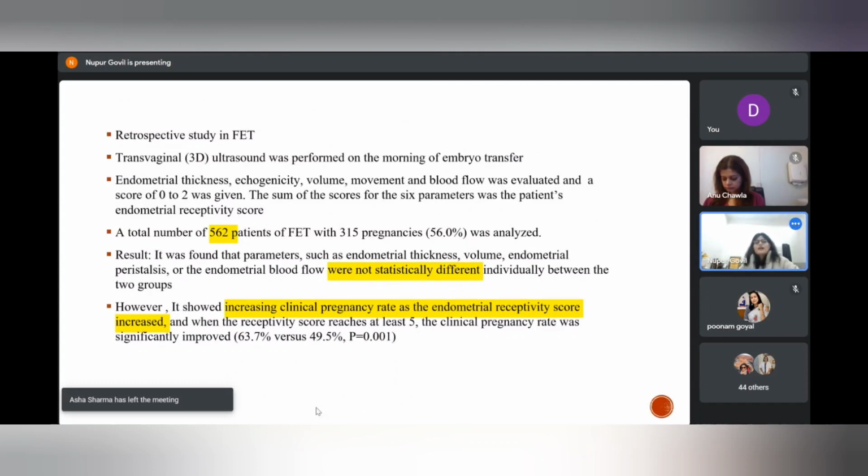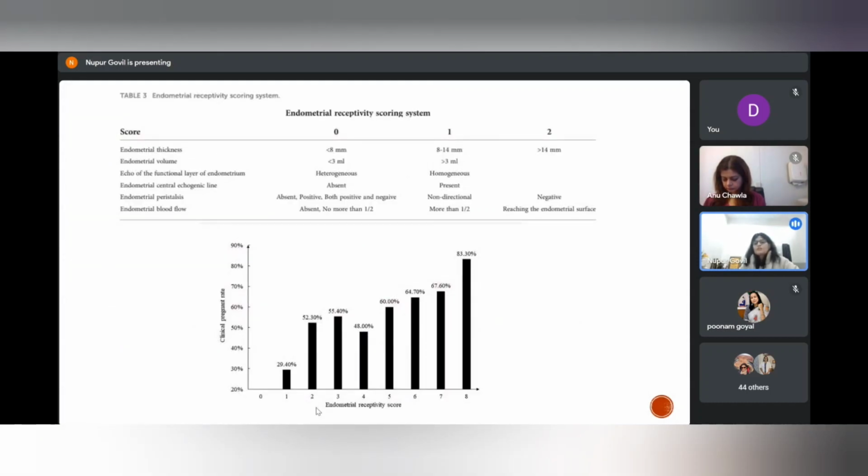significant difference for pregnancy, but when they combined them and created this endometrial receptivity score, the clinical pregnancy rates were significantly improved. And when the receptivity score reached more than 5, the pregnancy rates were significantly high. So they used thickness, volume, echo of the functional layer of endometrium, central echogenic line, endometrial peristalsis, and endometrial blood flow, and they combined these and made an endometrial receptivity scoring system.